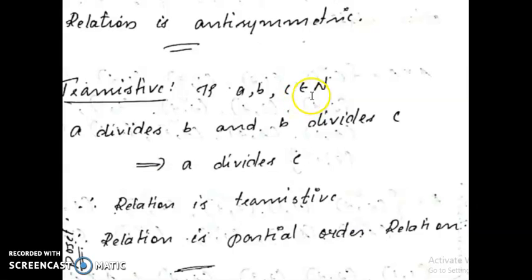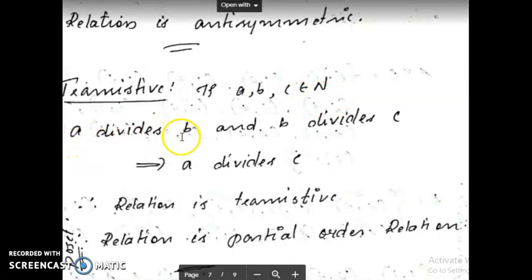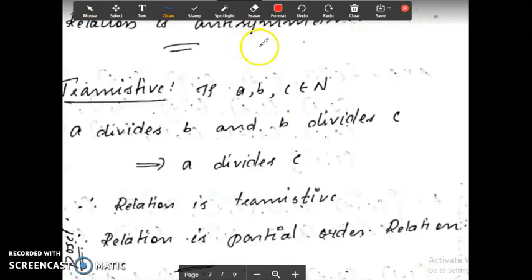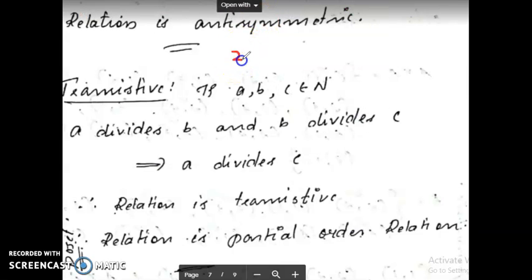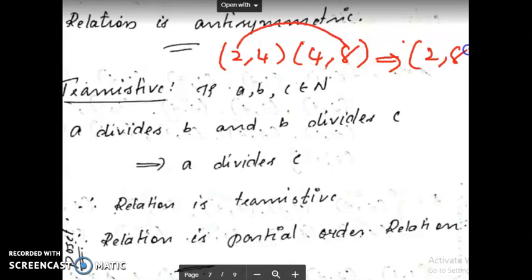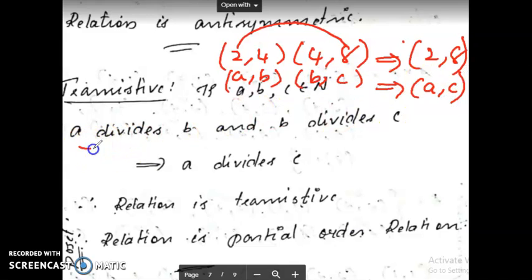For a, b, c elements of N, if a divides b and b divides c, then a divides c. For example, 2 divides 4, 4 divides 8, then automatically this implies 2 divides 8. So we can say a divides b and b divides c implies a divides c.